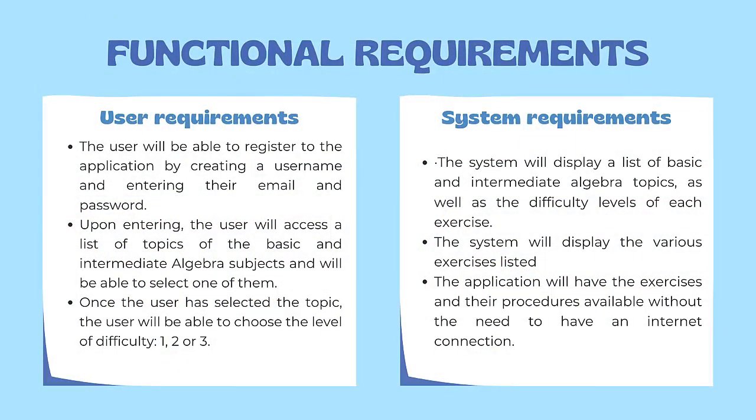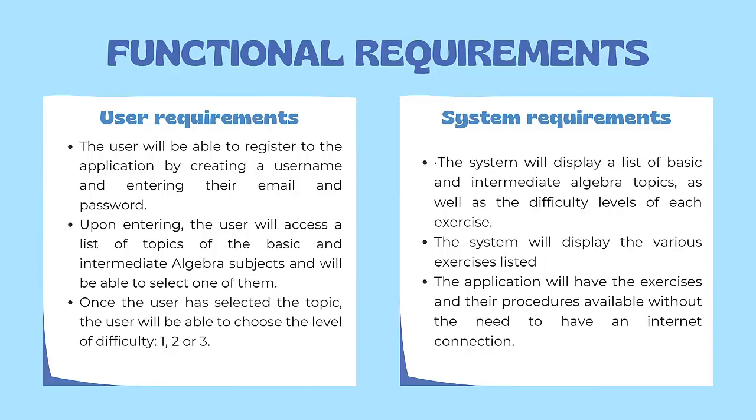Requirements. Requirements are divided into two types, functional and non-functional. The functional ones are also divided into two, the user requirements and the system requirements. User requirements. The user will be able to register to the application by creating a username and entering their email and password. Upon entering, the user will access a list of topics of the basic and intermediate algebra subjects, and will be able to select one of them.